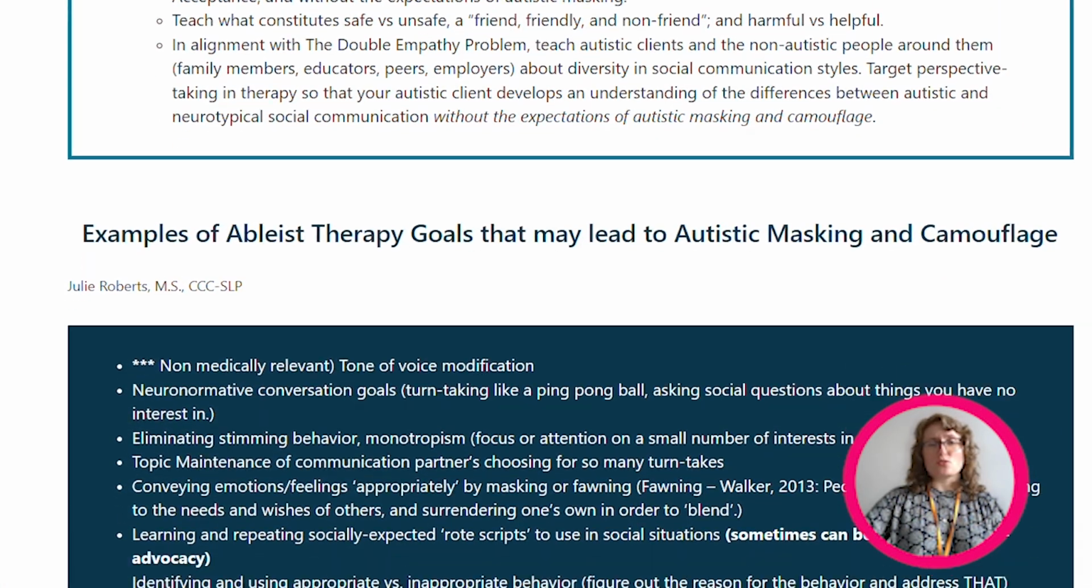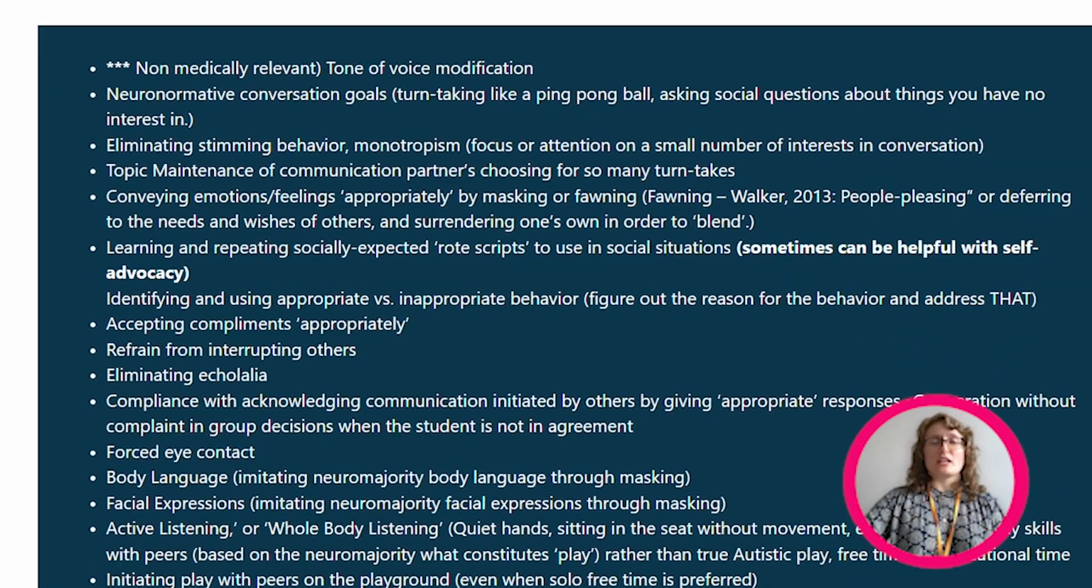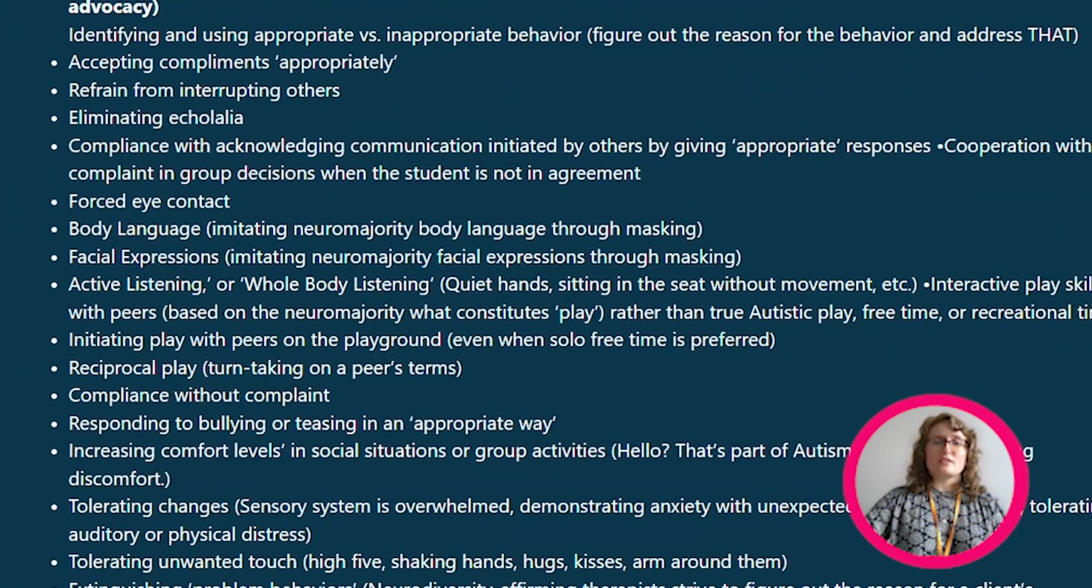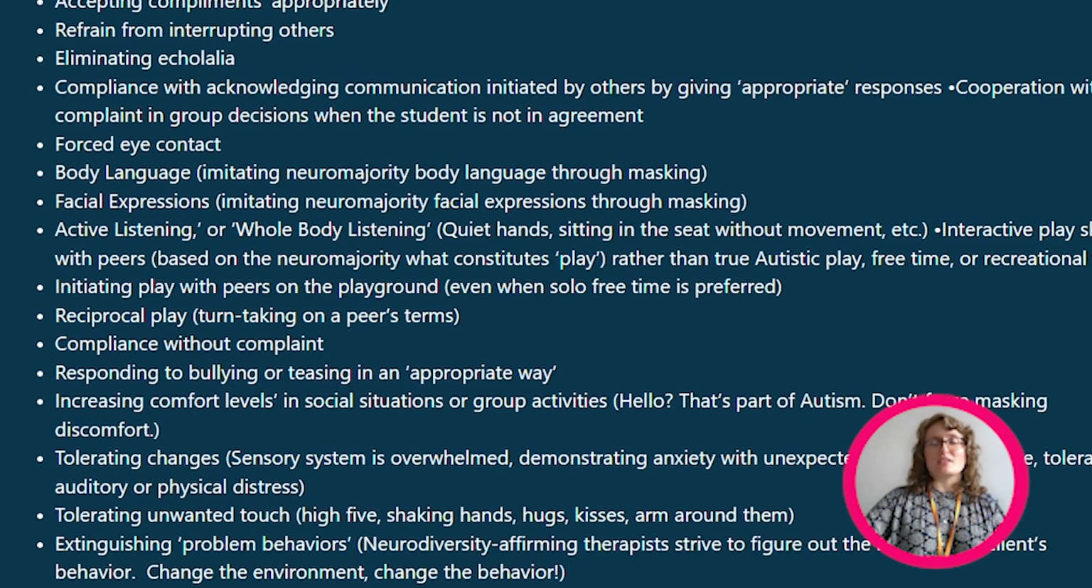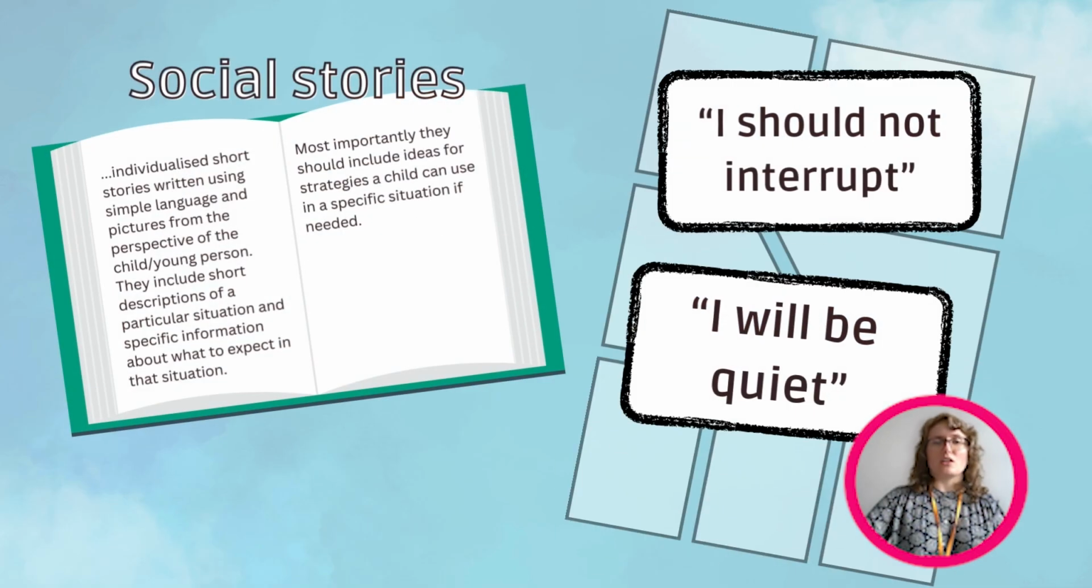Unfortunately, some social stories are written in a way to compel compliance in autistic children, so that adults can get them to do what they want. This approach encourages masking, discounts the child's needs and perceptions, and attempts to control a behaviour, such as, "I should not interrupt, I will be quiet."